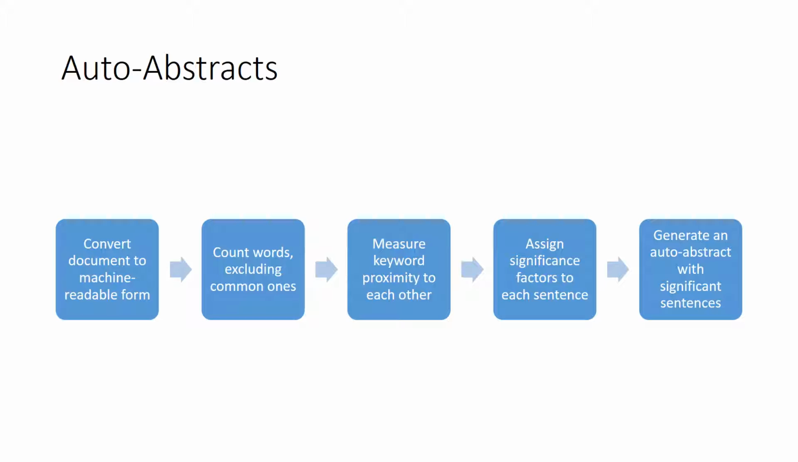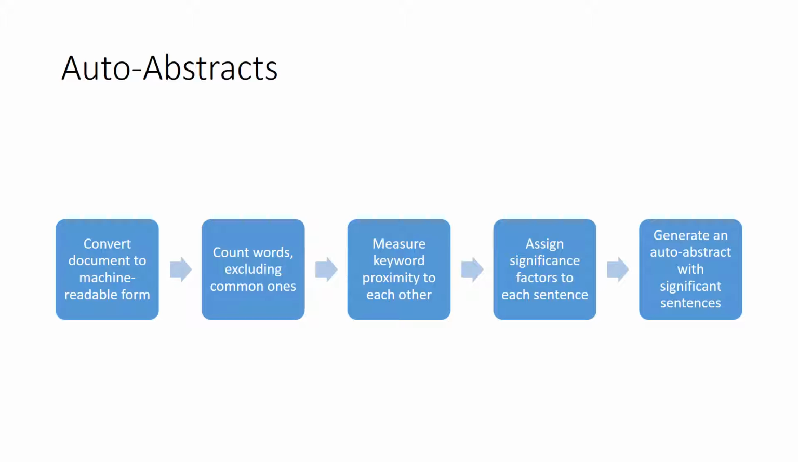So Luhn developed the following method, as you see on this screen. It's a 5-step process. First, the document has to be converted to a machine-readable format, and I'll talk more about that in a bit. Next, you had to count the words. There are words that are considered too common, and there's a table of common words that will be deleted, such as is, am, and, etc. And then that table was used to filter those words out.